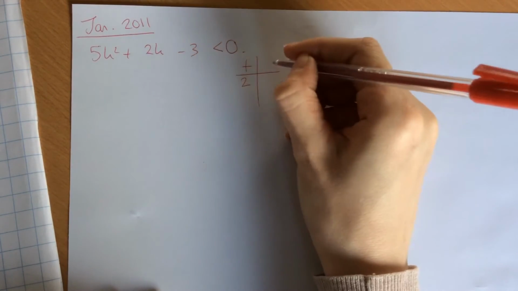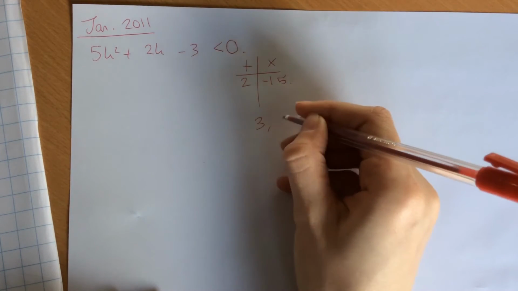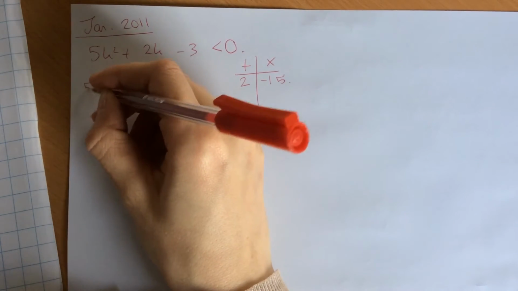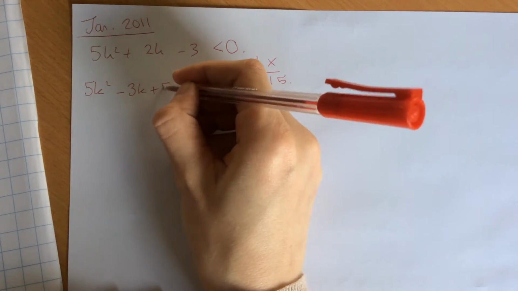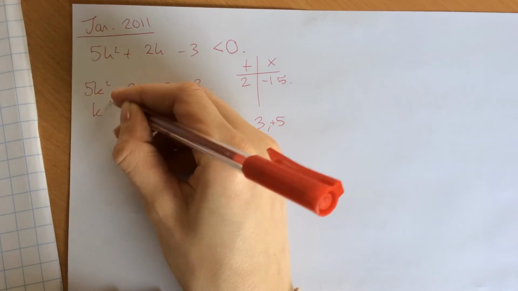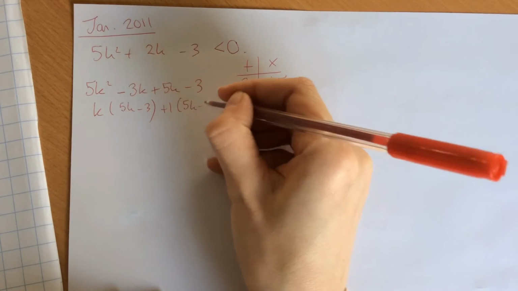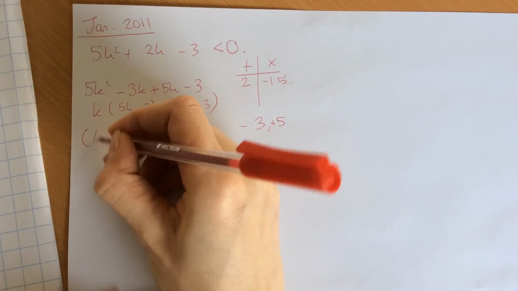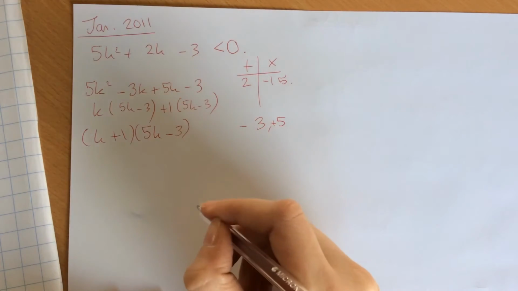So we add to make 2 times to make minus 15. So we're going to use 3 and 5. So minus 3 plus 5. So we're going to end up with 5k squared minus 3k plus 5k minus 3. Factorising that then, we can only take out a k here, so we get k(5k minus 3) plus 1(5k minus 3). Okay, putting those into 2 brackets, we end up with (k plus 1)(5k minus 3).